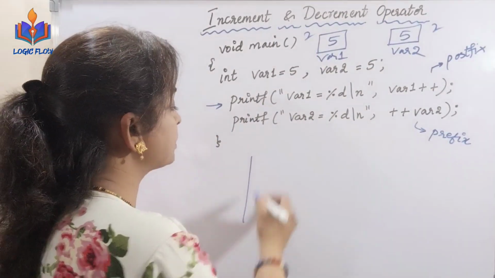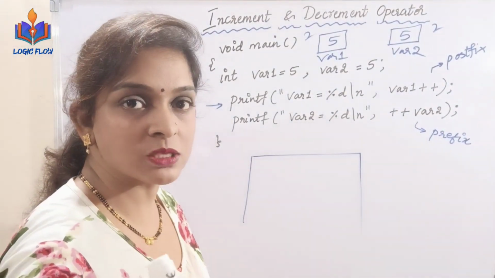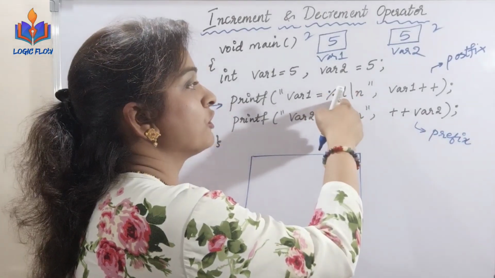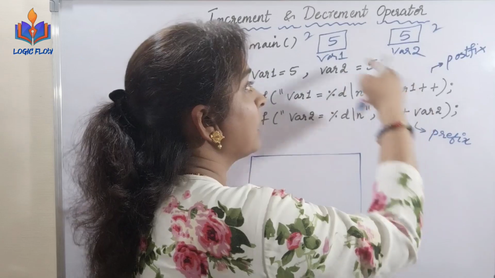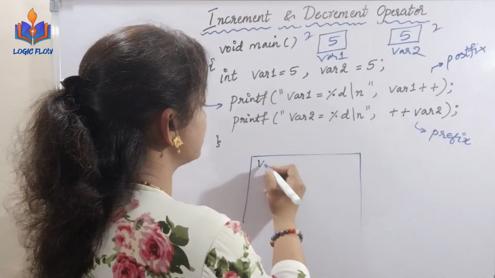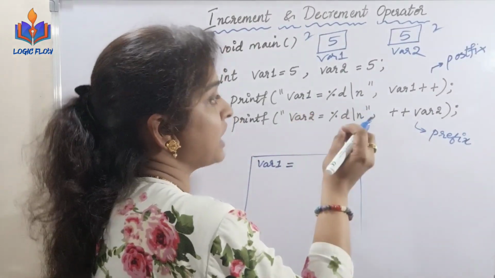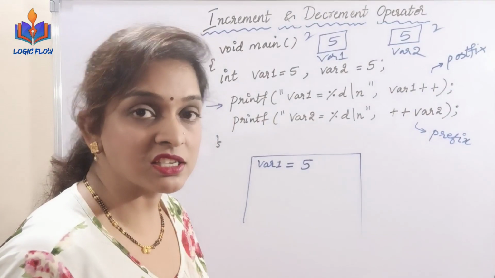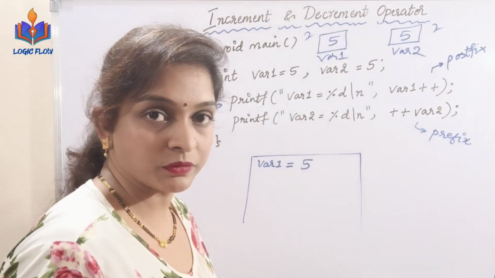So in my output screen, what happens? It says give the importance, priority, to the printing operation. Print the value of var1 first. So what do we have in var1? It is 5. So I get the output var1 equal to 5. Var1 has 5 and then you increase it. So afterwards the incrementation will be done.